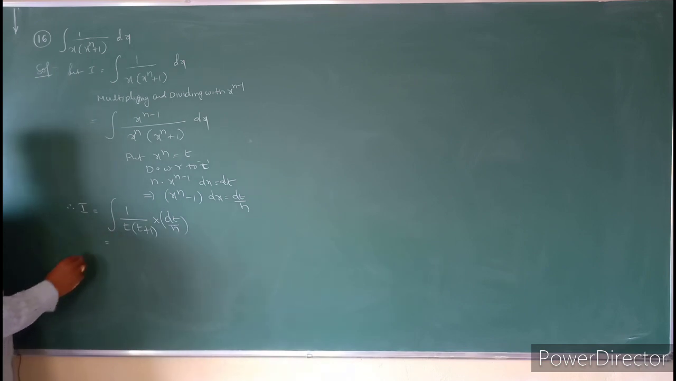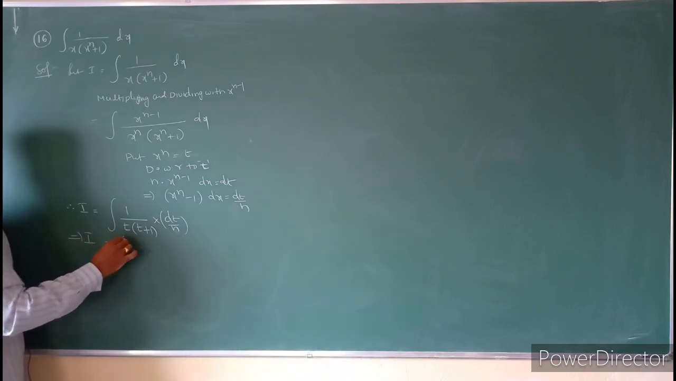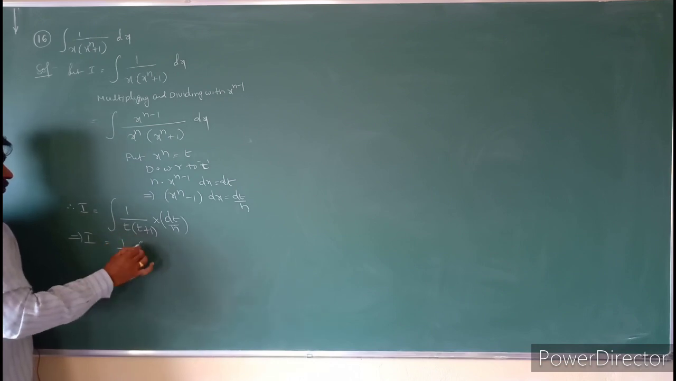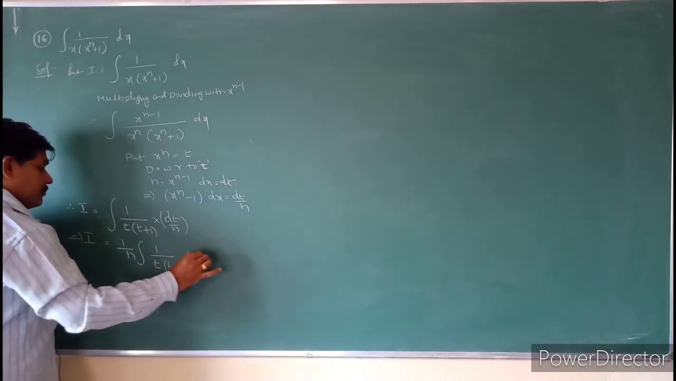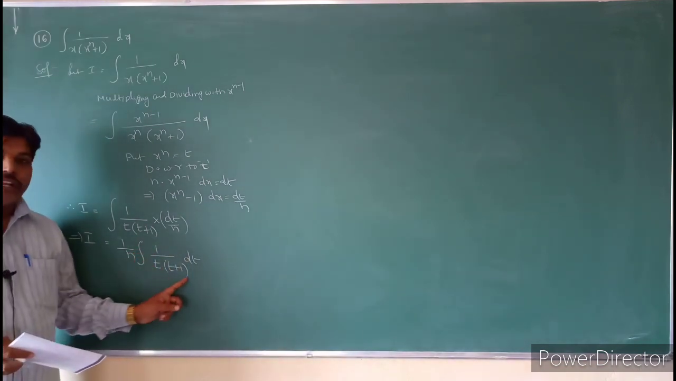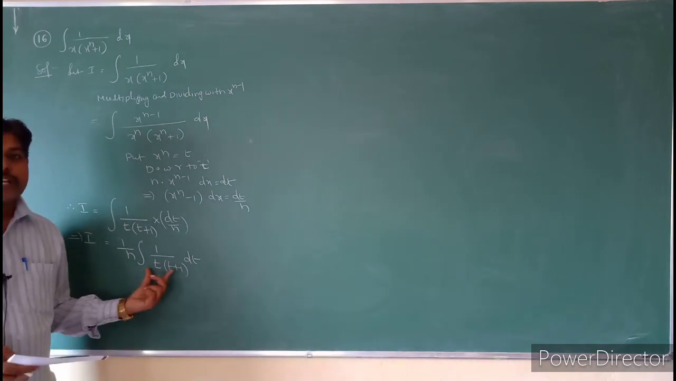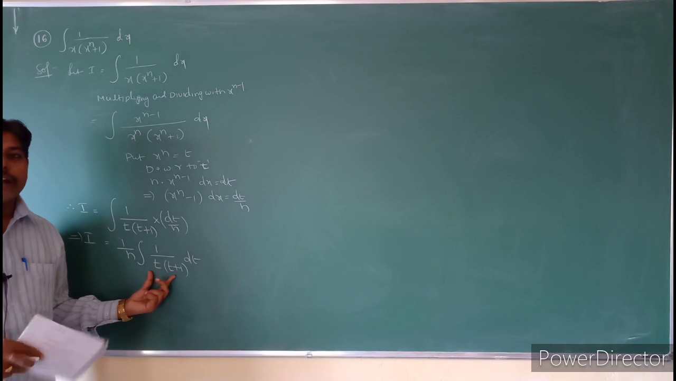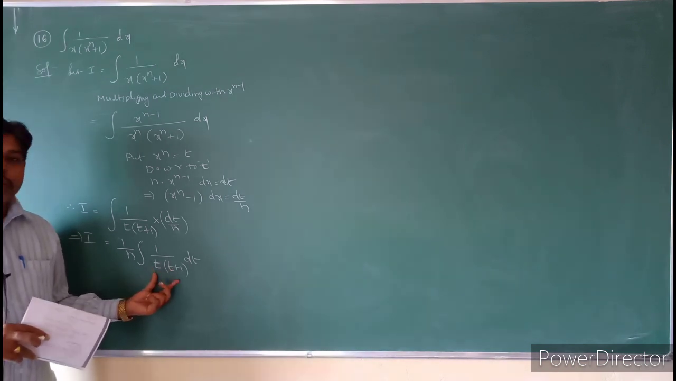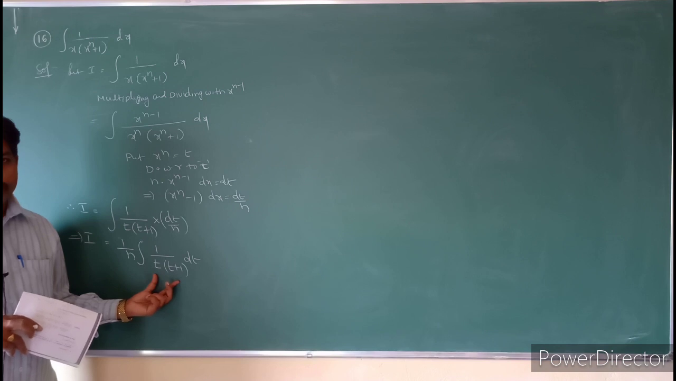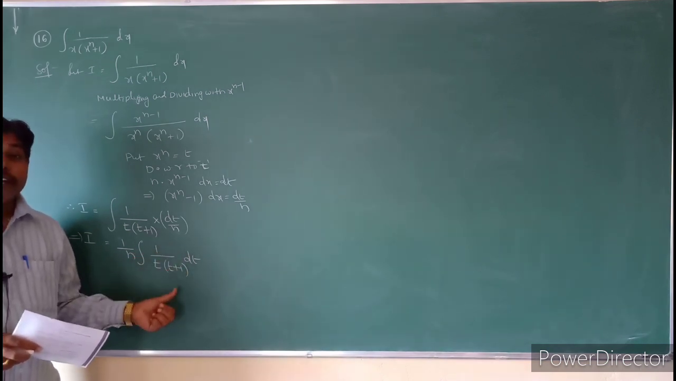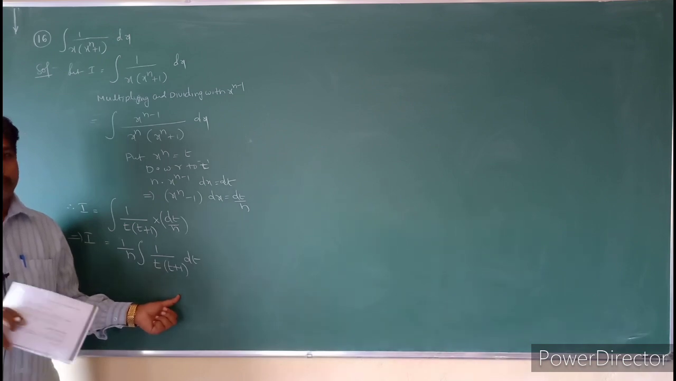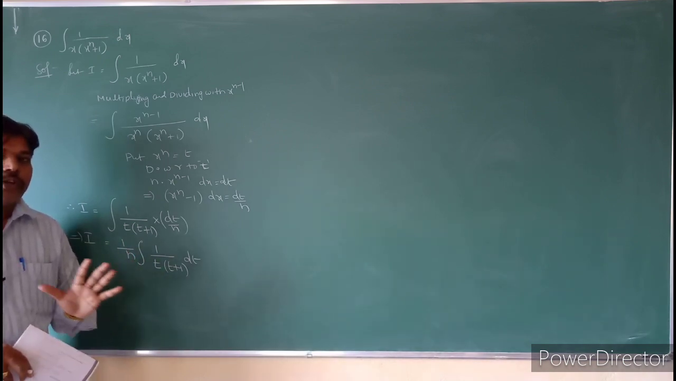That implies I is equal to 1 by n into the integral of 1 by t into t plus 1, dt. See here, students, it is a proper linear function. Yes or no? Here we have to apply the partial fractions. If you have any doubt, apply the partial fractions: A by t plus B by t plus 1. After getting the A and B values, you will get the answer. Here I am doing it without using the partial fractions.